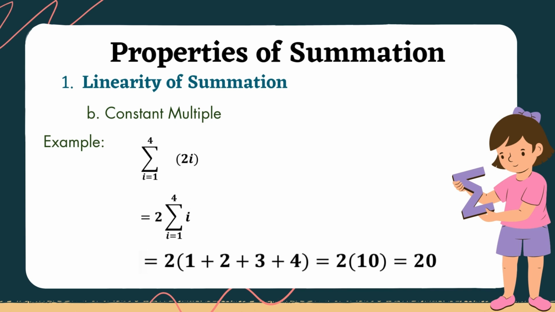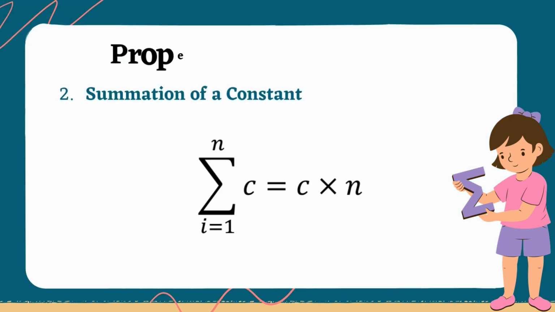So that will be 2 multiplied to the quantity 1 plus 2 plus 3 plus 4. So that will be equal to 2 times 10. So that's equal to 20. So our final answer to this problem is 20. Good job, everyone.